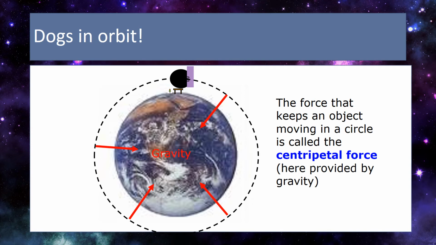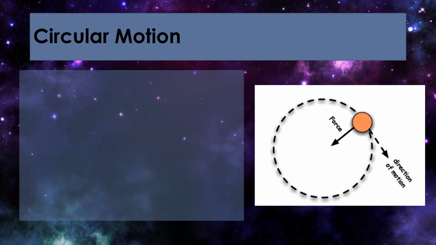So the force that keeps the object moving in a circle is called the centripetal force. You probably heard that when we talk about roller coasters and swinging buckets round. So as the object is going round, it is constantly falling, and gravity is what's keeping it in check. So we need to look at why it's not actually falling. This is centripetal force and circular motion.